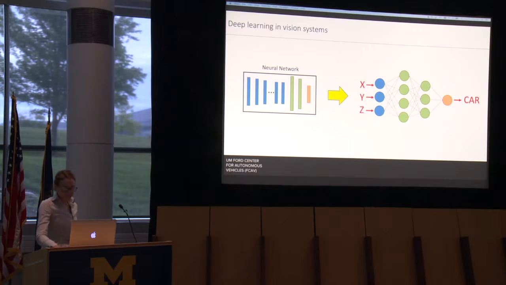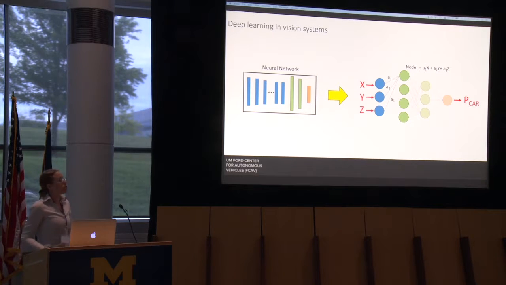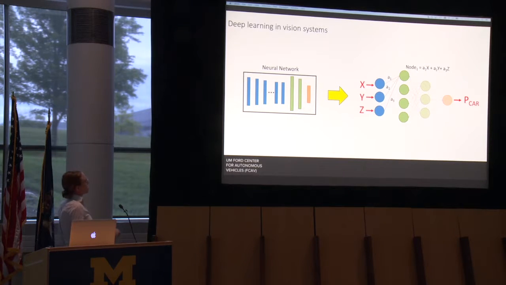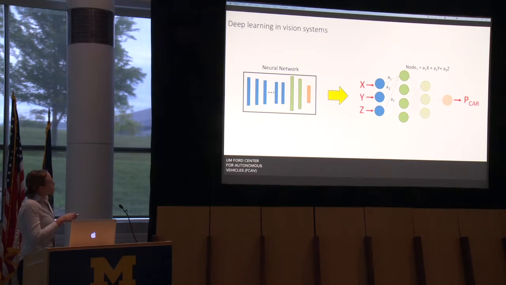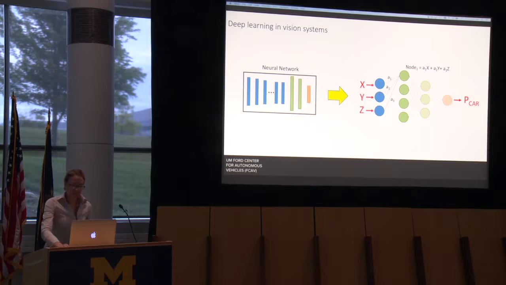So to understand how each of these nodes processes information, each of these connections is assigned a weight value. And so what the node does to all of these inputs is it scales the X, Y, and Z values and sums them together. And then this information is passed to all of the nodes that it's connected to in the next layer, and so on and so forth.